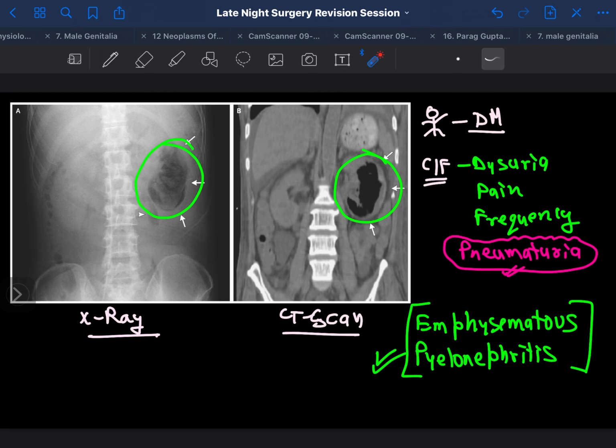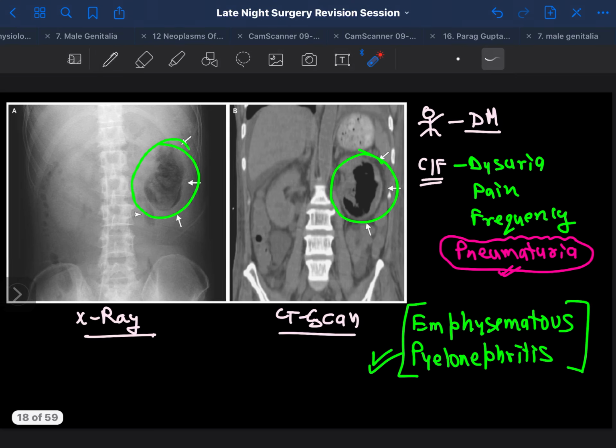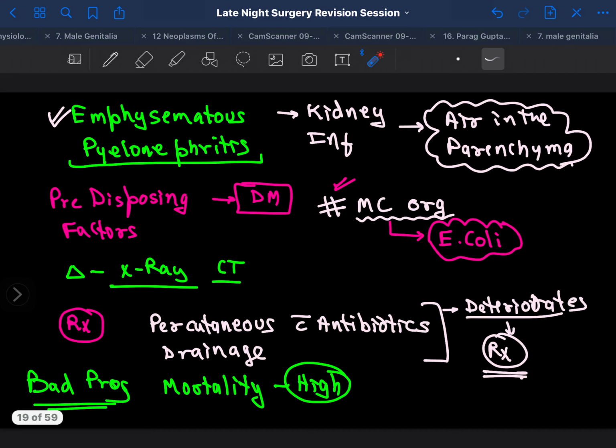Now let's say there is a diabetic patient who is dysuric, with pain and frequency, and the patient also has the characteristic feature of pneumaturia. In this particular patient, what is the diagnosis? The diagnosis is emphysematous pyelonephritis.